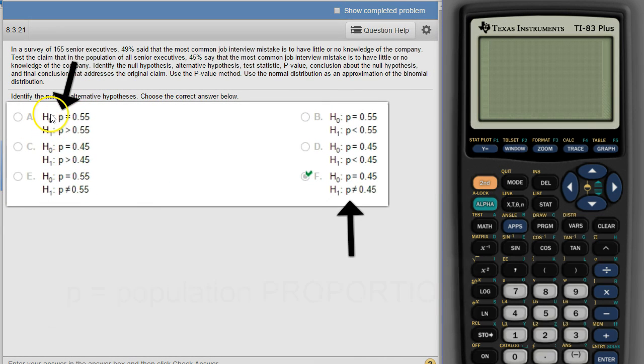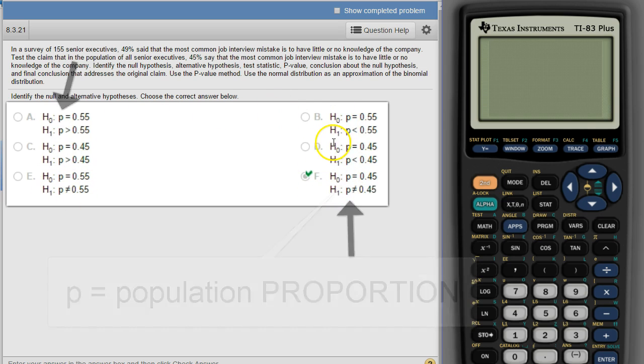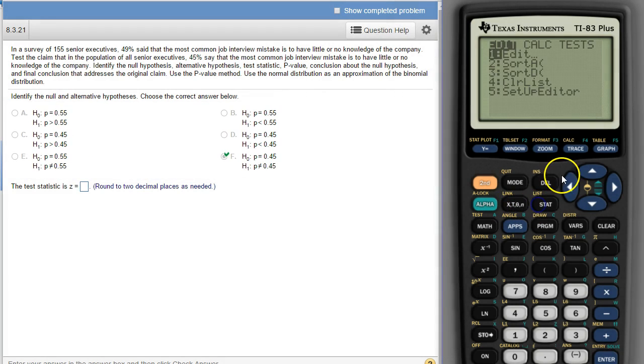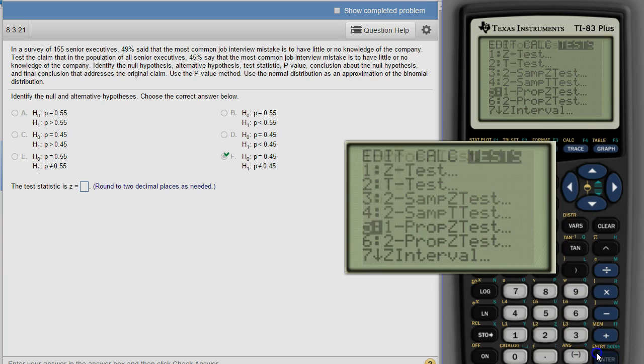The other way I know this is a hypothesis test about a proportion is because the H0 and H1 have P beside it. So that's a dead giveaway also. So this is a one prop z-test. So I'm going to come down here, one prop z-test.